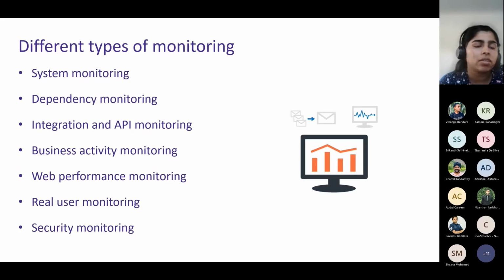So these are a few of the different types of monitoring: system monitoring, dependency monitoring, integration and API monitoring, business activity monitoring, web performance monitoring, real user monitoring, and security monitoring. We are going to discuss each of these types of monitoring in this session.